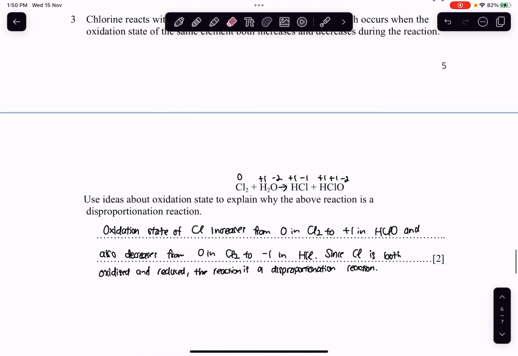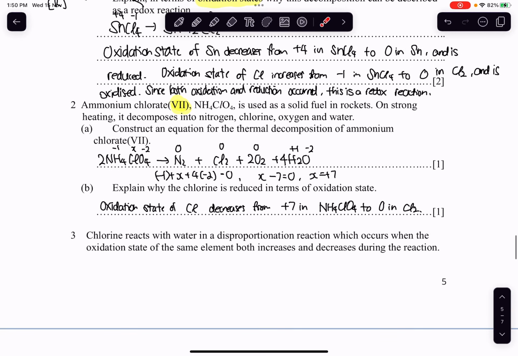Okay, last two questions. Ammonium chlorate(VII), NH4ClO4, is used as a solid fuel in rockets. On strong heating, it decomposes into nitrogen, chlorine, oxygen, and water. Construct an equation for the thermal decomposition of ammonium chlorate(VII). Remember, what is the 7 here referring to? It refers to the chlorine atom, the OS of the chlorine atom.